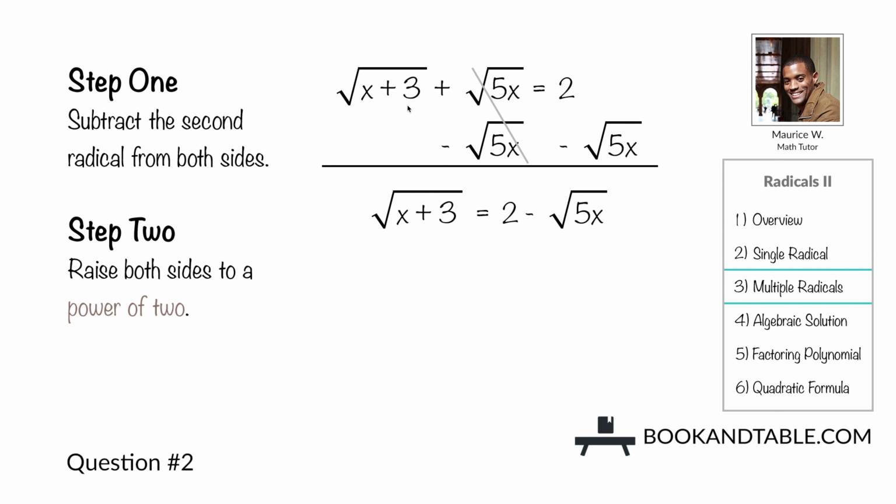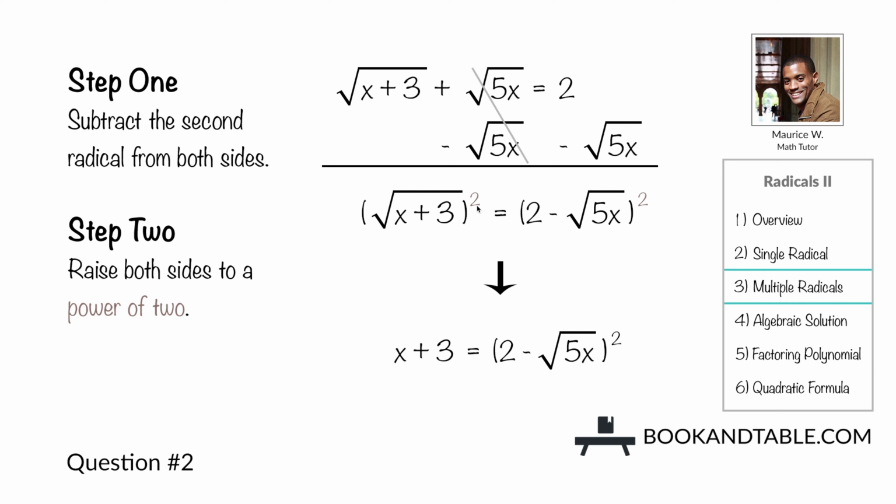The square root of x plus 3 plus the square root of 5x is equal to 2. We want to isolate the first radical. So step 1, subtract the second radical from both sides. That leaves you with the square root of x plus 3 on the left side and 2 minus the square root of 5x on the right side. To remove this radical sign, we raise both sides to a power of 2. That cancels, leaving us with the radicand x plus 3. On the right side, we wind up with 2 minus the square root of 5x, squared.